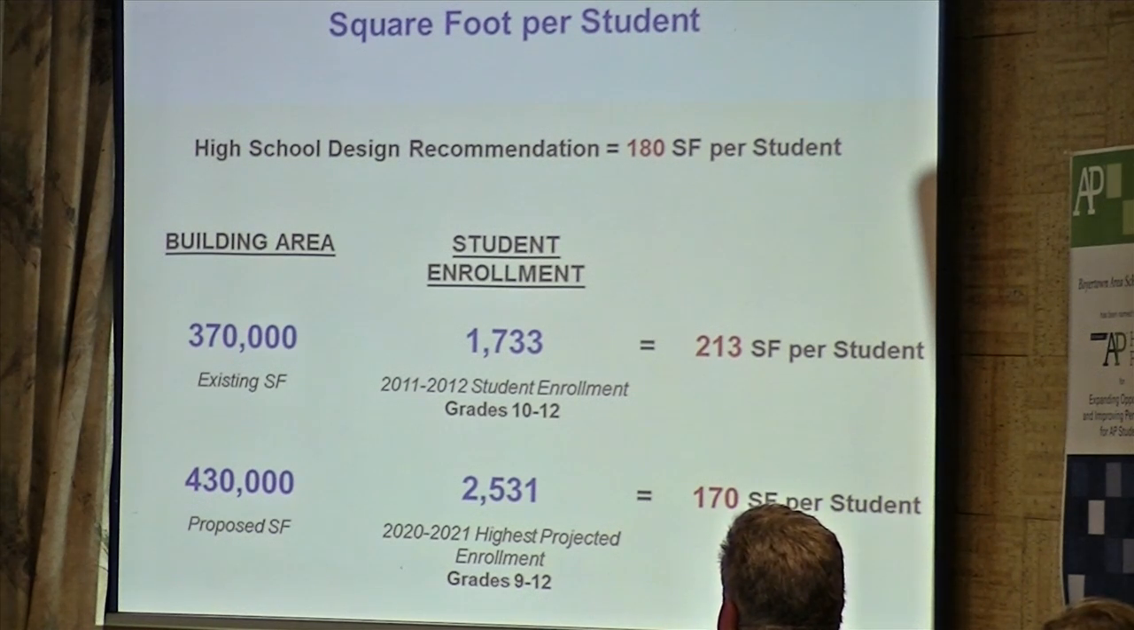So the building that we're planning, through the design team and the process we went through, is a very efficient design because we're using 170 square feet per student based on your enrollment projection. You can see it's an efficient design, and this is a check for that.